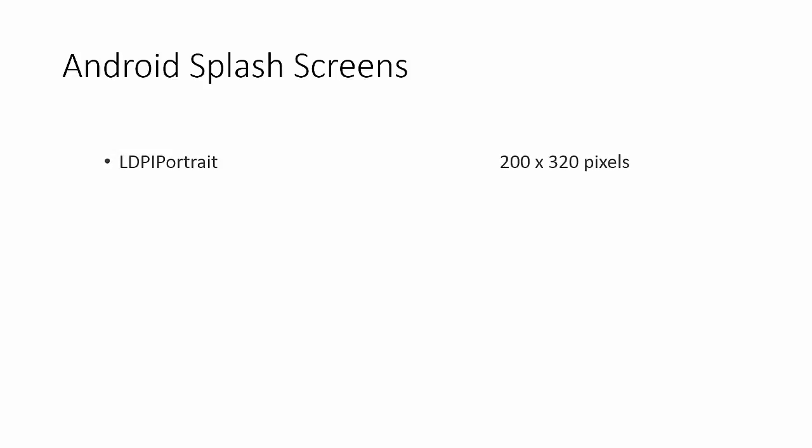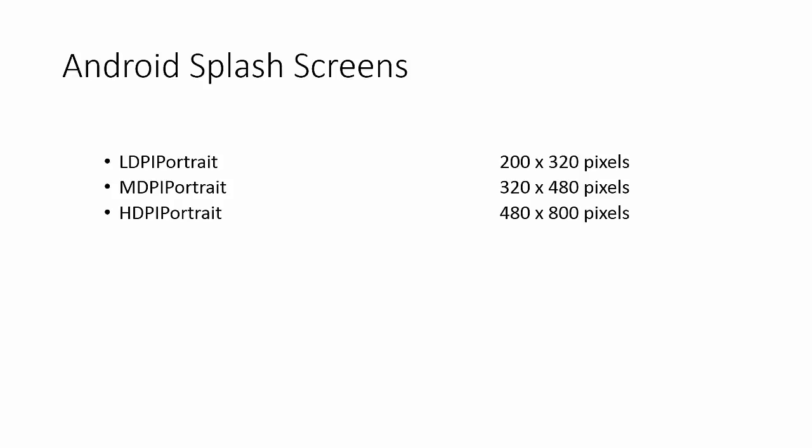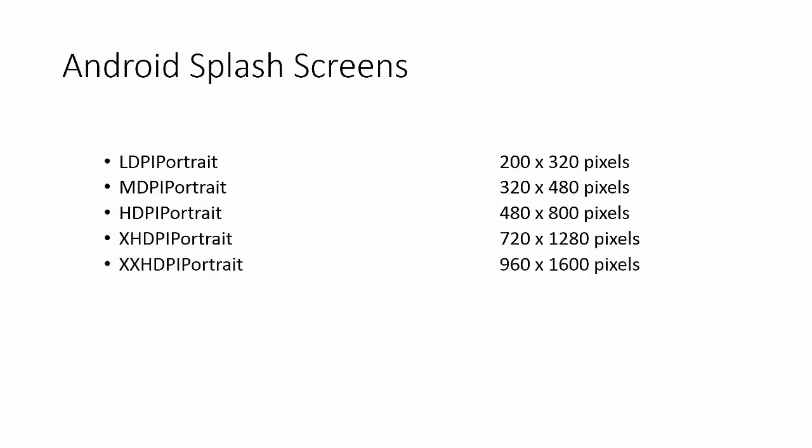These splash screens are LDPI Portrait at 200 by 320 pixels, MDPI Portrait at 320 by 480 pixels, HDPI Portrait at 480 by 800 pixels, XHDPI Portrait at 720 by 1280 pixels, and the XXHDPI Portrait at 960 by 1600 pixels. Like with the icons, these are for different screen densities on Android.